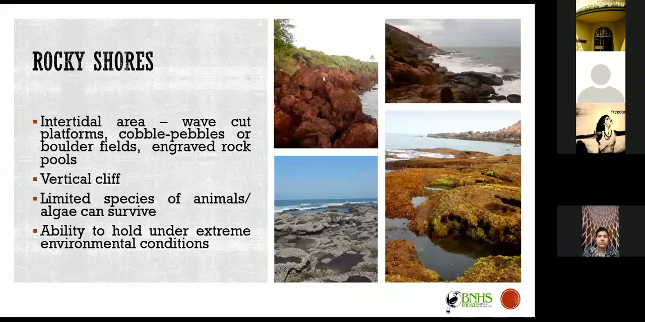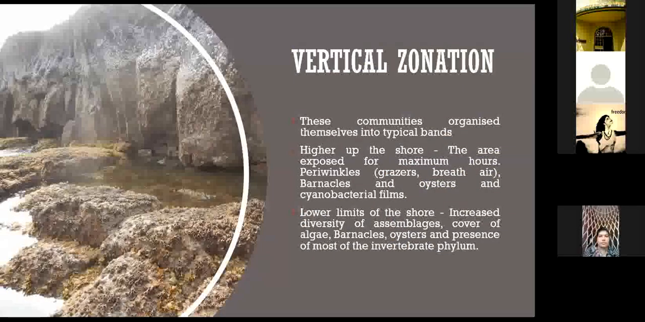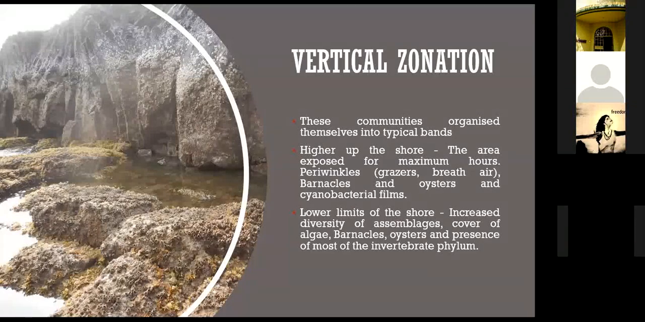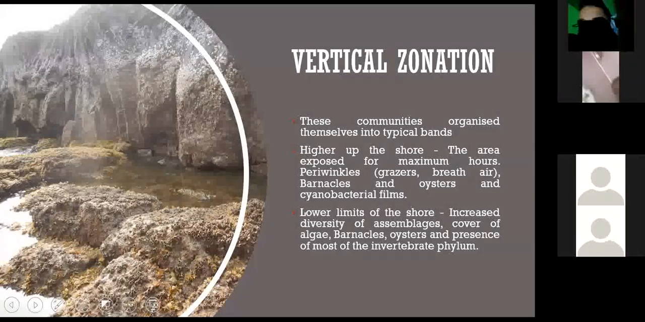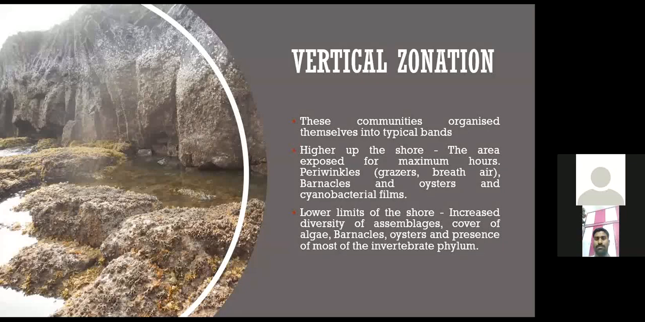Vertical zonation. This is one of the interesting facts about rocky shores. If you look at the pictures, there are certain organisms at some height, and as you go down, there is a greater diversity of species, more colorful ones, closer to the water. These organisms organize themselves in typical bands. This is called vertical zonation.